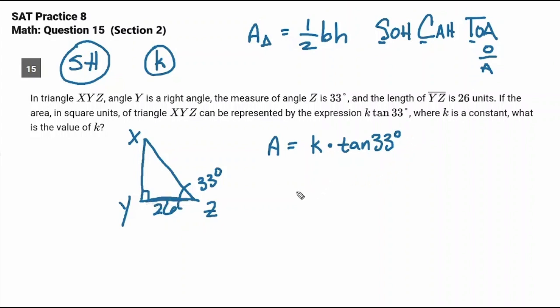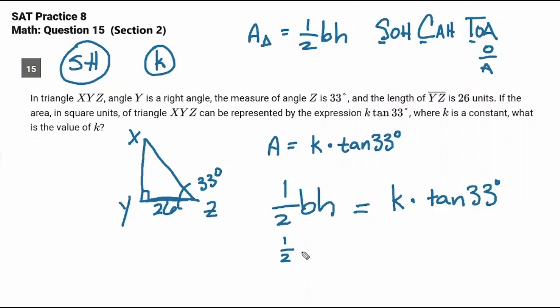In this problem, the area of the triangle can be expressed as, that's an equal sign, k times tangent 33. So what do we know here? Well, we know the base, right? It's 26. I'm going to put all my numbers over 1 since I have fractions and non-fractions. It's a habit I have.